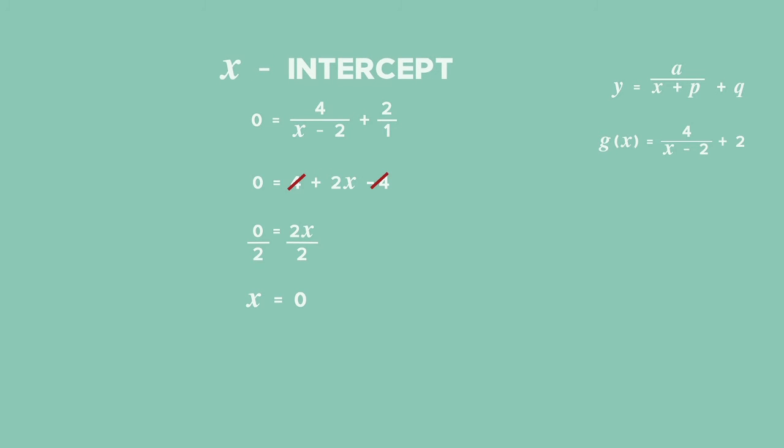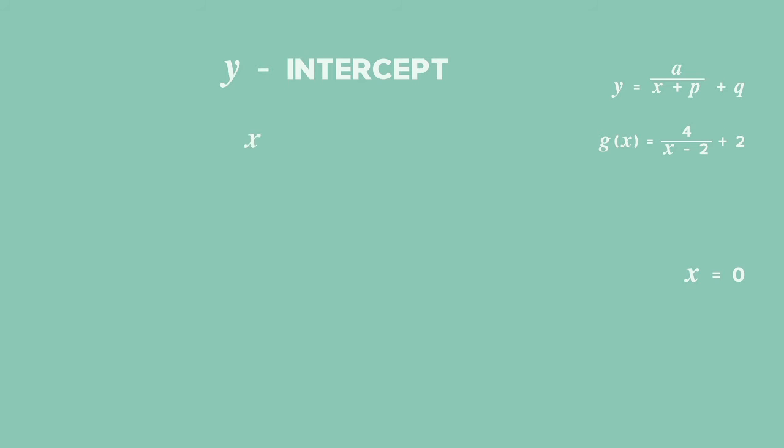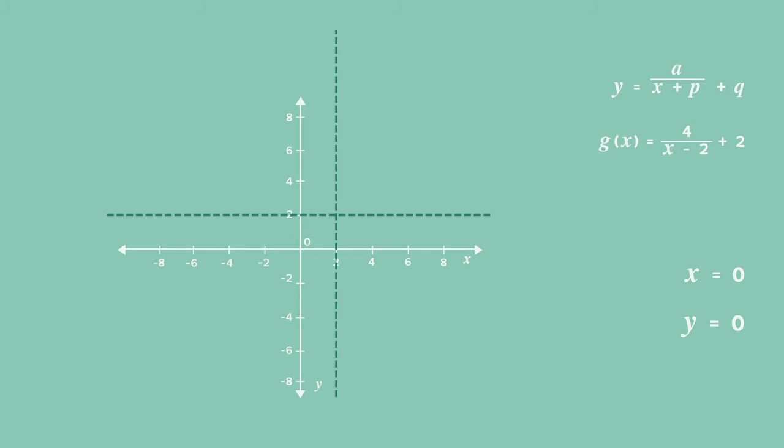Next, we must determine the y-intercept by making x equal to 0. So y equals 4 over 0 minus 2 plus 2. This means we have y equal to 4 divided by negative 2, which is negative 2, plus 2, which is 0. This is the y-intercept. So when I draw my graph, the x-intercept and y-intercept are at the same point, (0, 0).